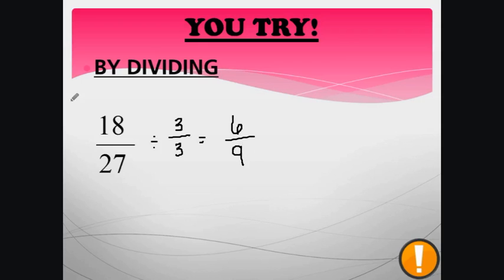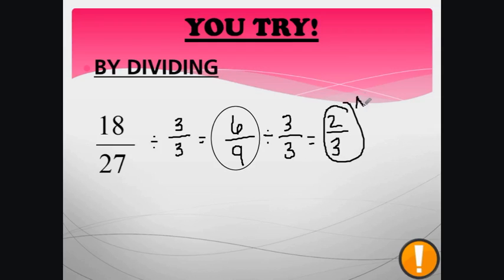But looking at my numerator and denominator of this new fraction, I know right off the bat that both of those numbers, again, are divisible by 3. So I'm going to simplify once more and divide both the numerator and denominator by 3. 6 divided by 3 is 2, and 9 divided by 3 is 3. And that is my simplest fraction of 18 over 27.